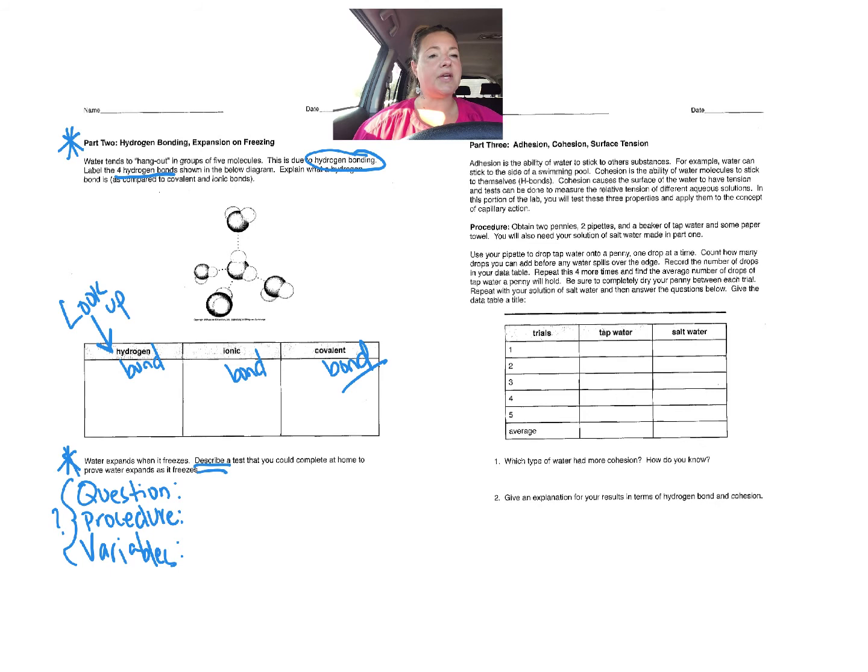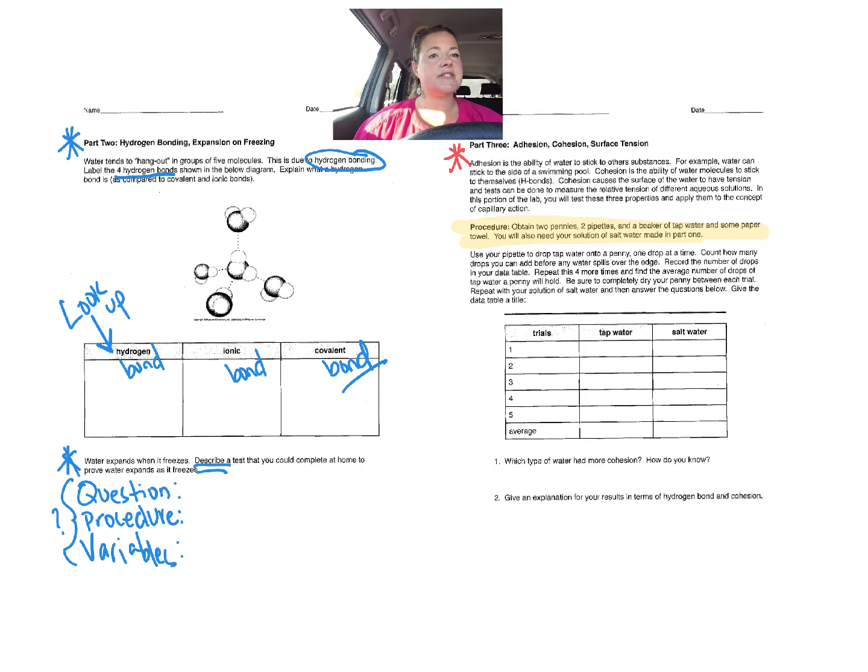On part 3, this is the first part where you're going to be doing an actual experiment. So notice in the procedure it says obtain 2 pennies, 2 pipettes, a beaker of tap water, and a paper towel. And then you'll also need a beaker of salt water. Those will be at your lab table. There'll be some salt for you to make some salt water.